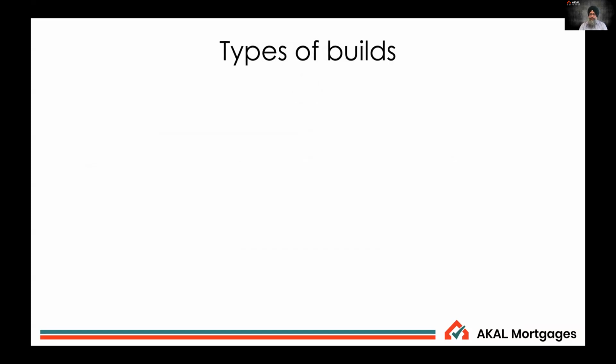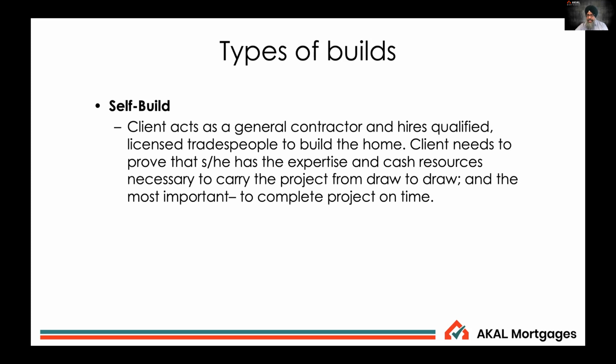Now, in order to understand construction mortgages, we have to understand the different types of builds and construction mortgages that lenders typically talk about, right? So the first thing is the self-build. What is a self-build? It is when the client acts as a general contractor and hires qualified, licensed tradespeople to build the home. The client needs to prove that he or she has the expertise and cash resources necessary to carry the project from draw to draw, and, most important, to complete the project on time. We are going to talk about why this is so important.